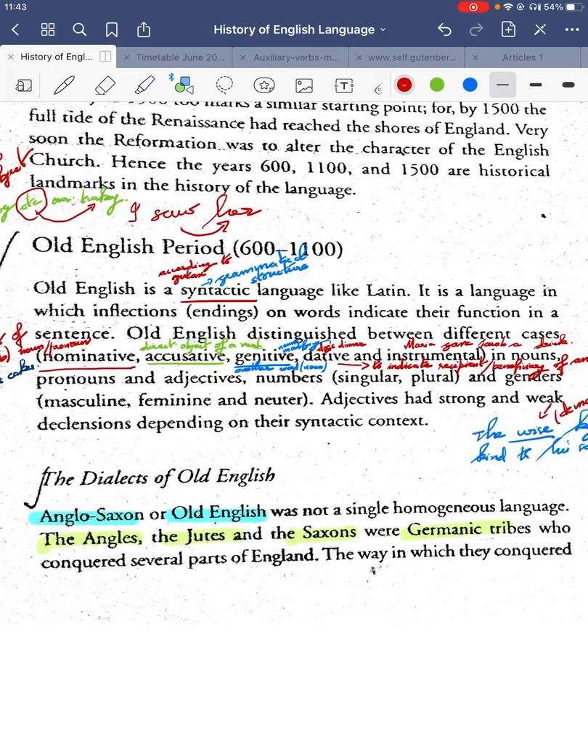And they were in nouns, pronouns, adjectives, and numbers. Then again, they were singular and plural, and they had genders. Three genders: masculine, feminine, and neuter. And adjectives had strong and weak declensions depending on the syntactic structure.